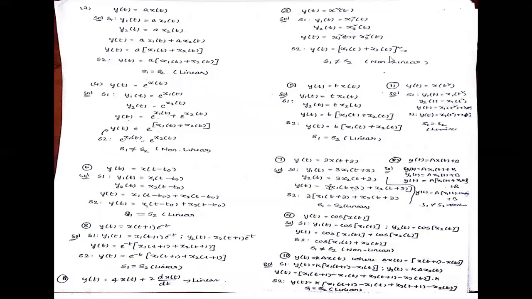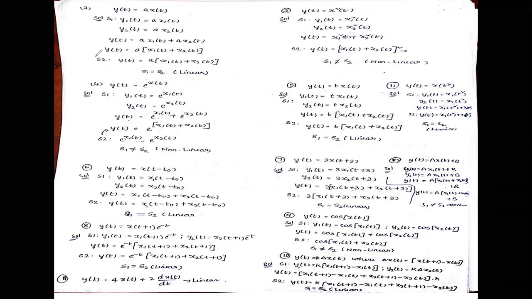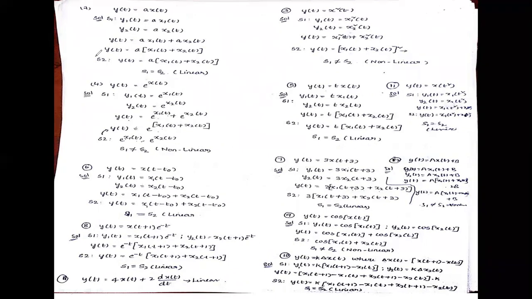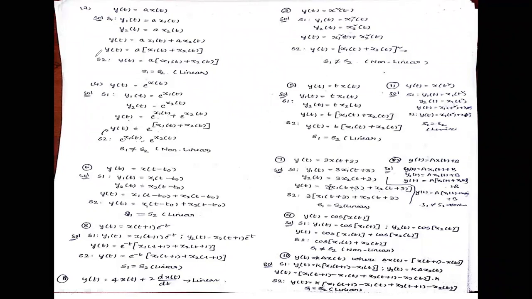Next example, see here. y of t is equal to a into x of t. First step we have to see separately. You can take y1 of t as a into x1 of t, y2 of t is a into x2 of t. Therefore, y of t is equal to a x1 of t plus a into x2 of t. Okay, so take the common a times x1 of t plus x2 of t.